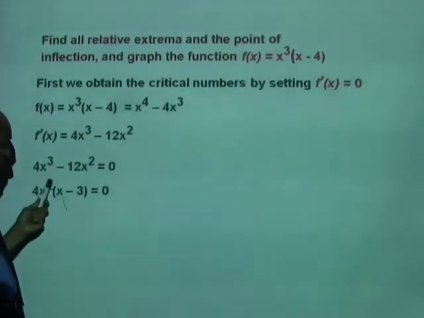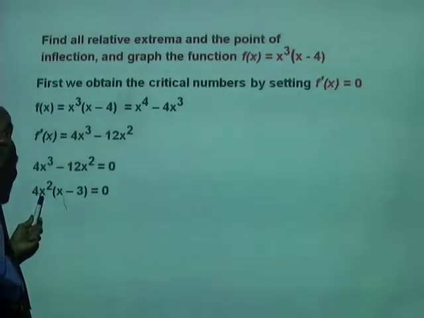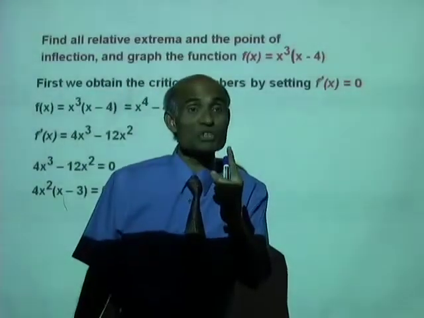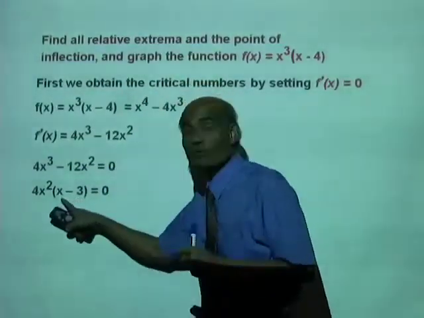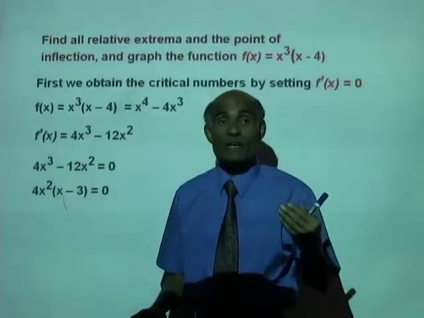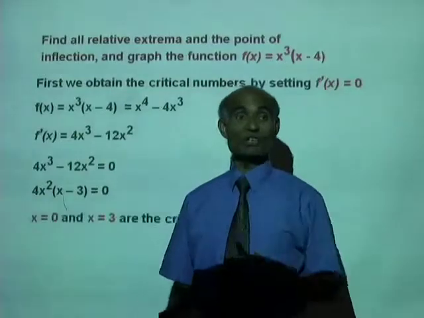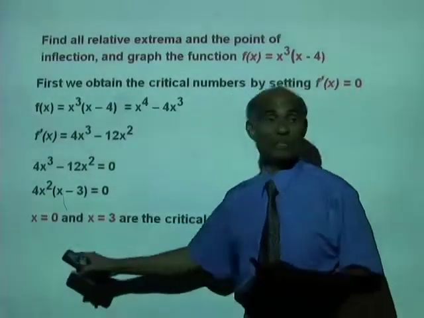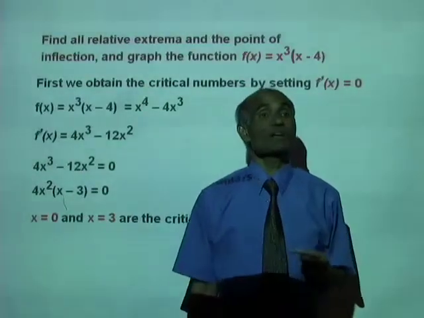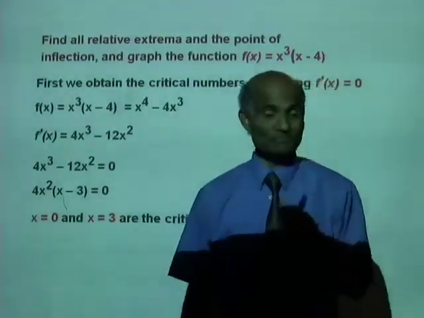Now, when 4x squared becomes 0, x equal to 0. So x equal to 0 is one critical number. And when x minus 3 equal to 0, you get x equal to 3. And that is the other critical number. So what are our critical numbers? X equal to 0 and x equal to 3 are the critical numbers.